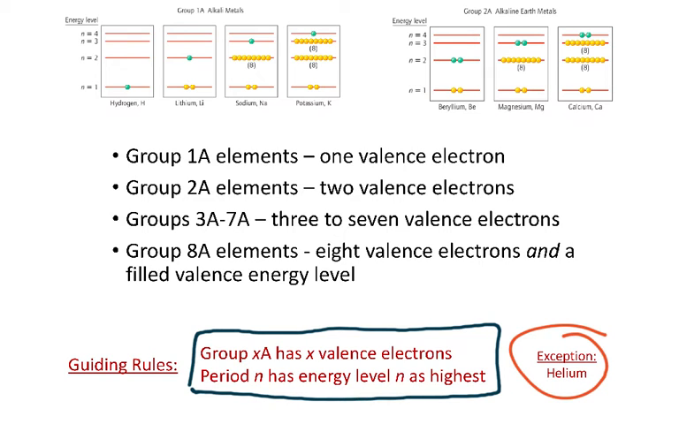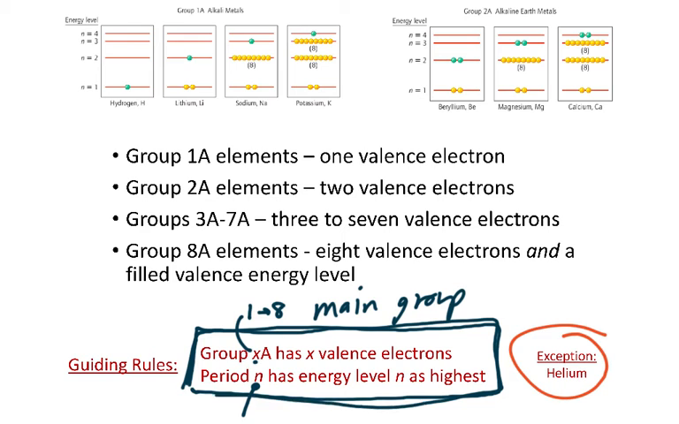So the guiding rules, this is important here. Group XA, so 1 through 8, has X valence electrons. These are the main group elements, so we're not talking about transition metals, just the ones that we designate with A. And we also know that period n has energy level n as the highest. These two guiding rules will get you pretty far.